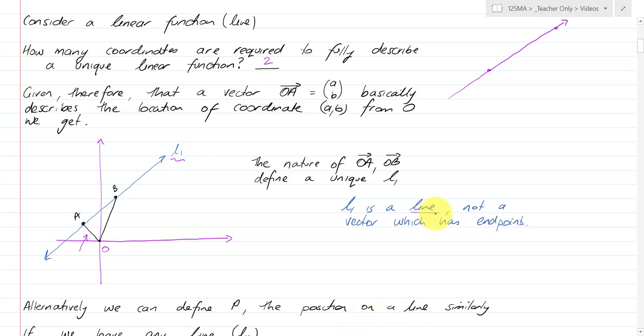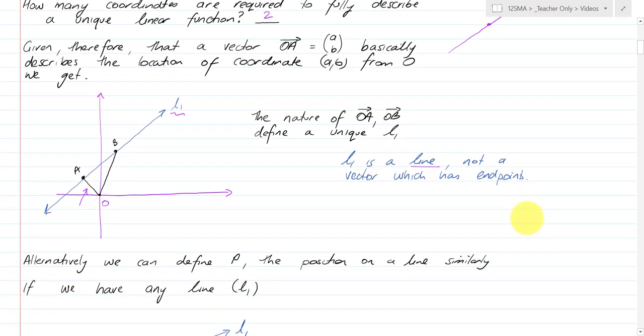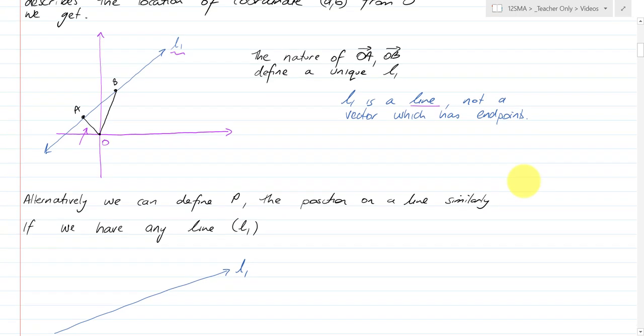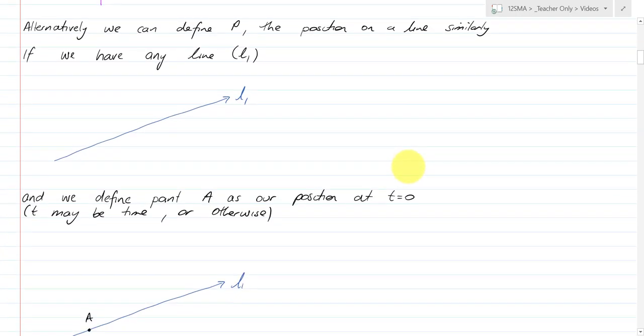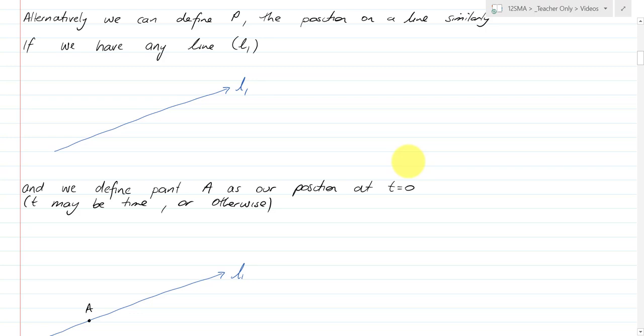L1 is called a line. It goes on infinitely in both directions, and that's how we define a line. A vector has very specific endpoints, so it's definitely worth noting that difference as well. This is the more important formation though. So we can define P, which is a position on a line, where we've got L1. We're trying to define L1.